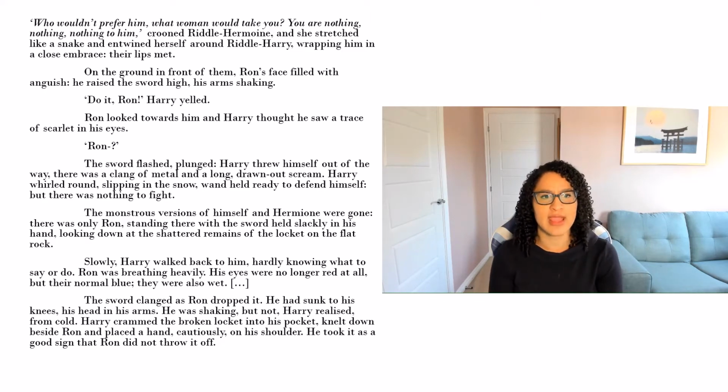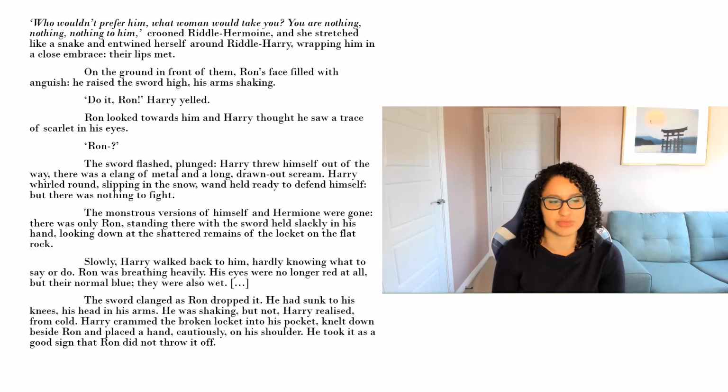He raised the sword high, his arms shaking. "Do it, Ron!" Harry yelled. Ron looked towards him, and Harry thought he saw a trace of scarlet in his eyes. Ron? The sword flashed, plunged. Harry threw himself out of the way. There was a clang of metal and a long, drawn-out scream. Harry whirled round, slipping in the snow, wand held ready to defend himself.